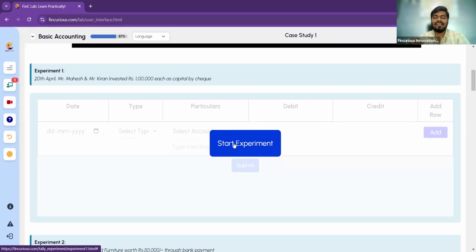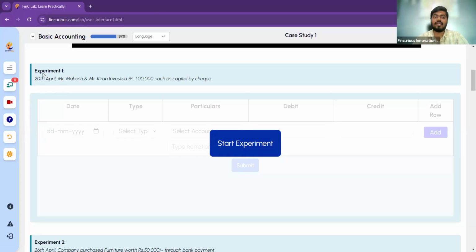Basically, in physics labs or chemistry labs, you go to labs and do experiments, right? In the same manner, we at FinCurious have developed FinC Lab. This is our FinC Lab. In this FinC Lab, we want to give the students the experience of how experiments work. These experiments are nothing but learning how to pass journal entries. You know how to pass journal entries in Excel or by writing, or even in Tally. But we want you to experience these experiments in the real simulation module.